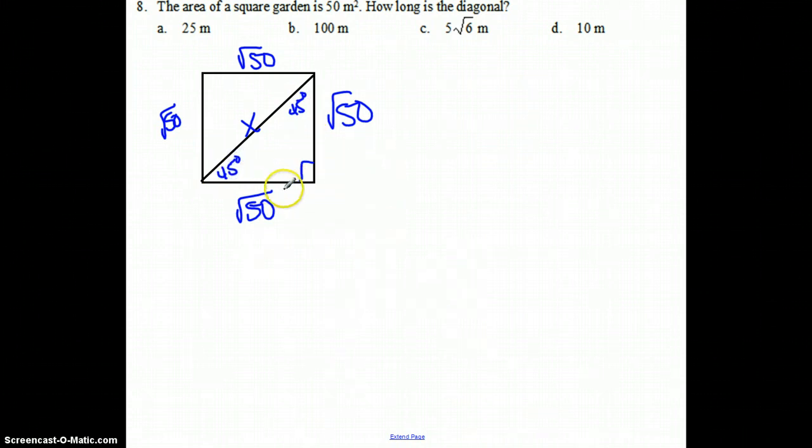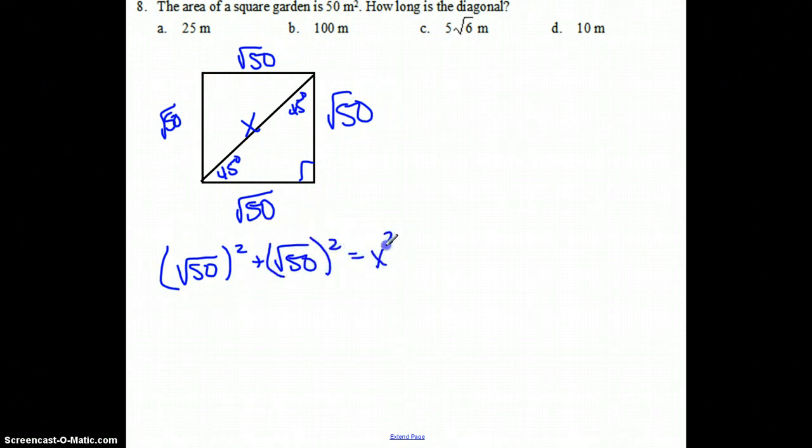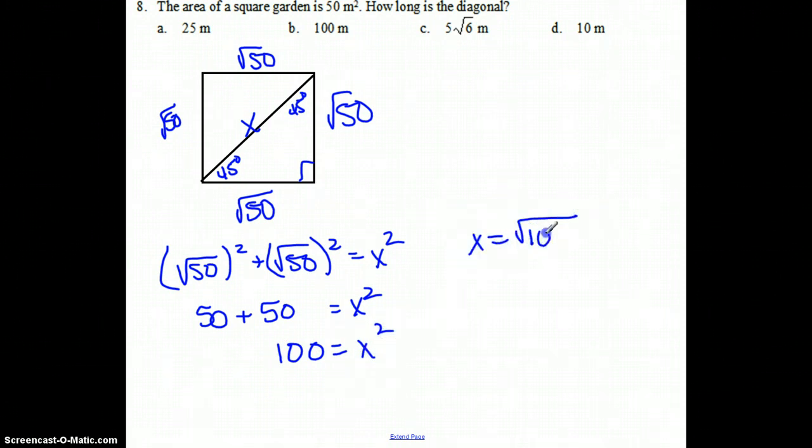And actually, let's just use Pythagorean Theorem to make it easier. So square root of 50 squared plus the square root of 50 squared equals x squared. So 50 and 50, which will give me 100. So x would be the square root of 100, which would be 10.